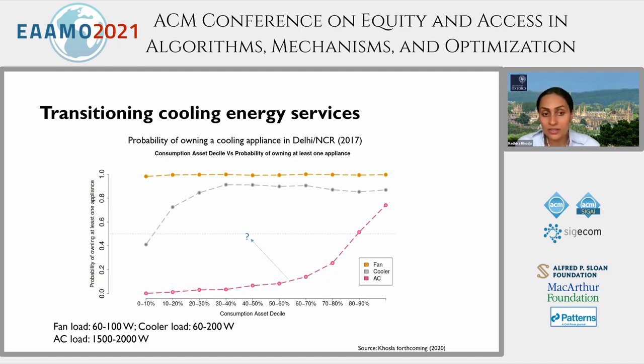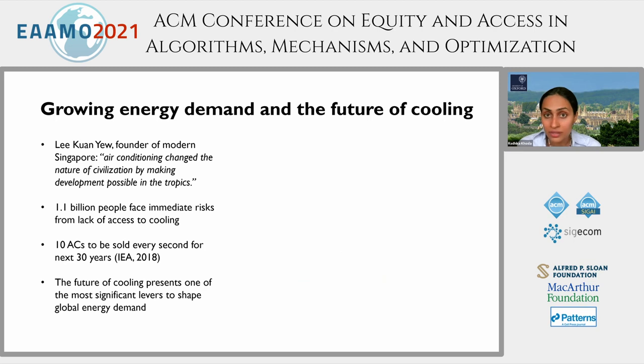Now, air conditioners consume about 1,500 to 2,000 watts of electricity. A fan consumes about 60 to 100 watts of electricity. So you can see that as people get wealthier and buy more and more air conditioners, the demand on the system for energy consumption is going to be upped by an order of magnitude. And when you add that up, there is a real question about energy demand and the future of cooling.